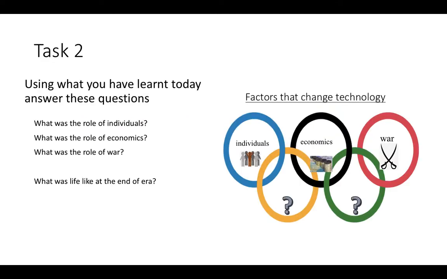Okay, so task 2. Using what we've learnt today, I want you to tell me what was the role of individuals, what was the role of economics, and what was the role of war. What was life like at the end of the era? Was it better or was it worse? So I'm going to leave you for 10 minutes to get that task completed before we go on to our final task. So you need to tell me, what was the role for individuals? What was the role for economics? What was the role of war? Let's get that done.